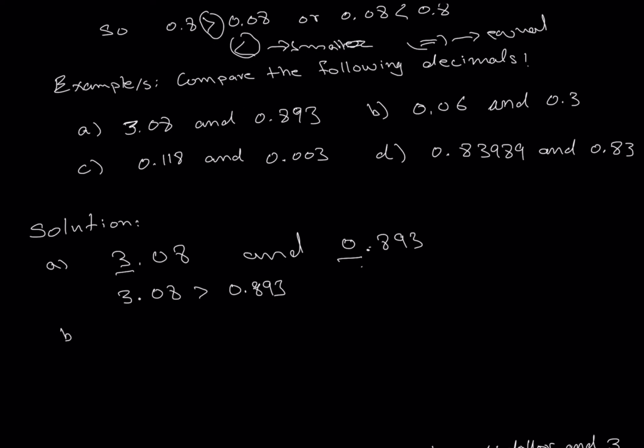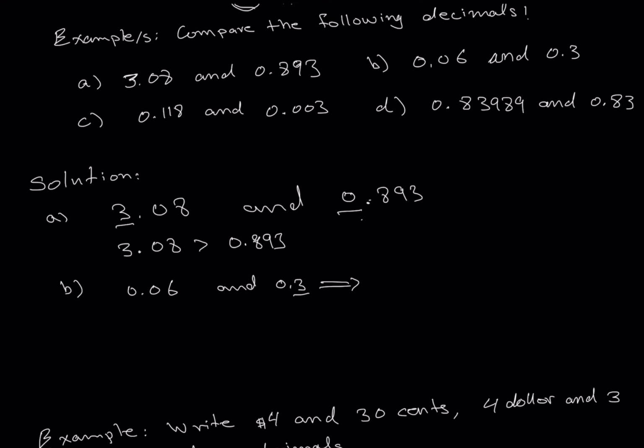So example B will be 0.06 and 0.3. To compare these, we come to scenario number 2. If we don't have a whole number but we have a decimal, we have 0.06 and 0.3. Whichever number is bigger, we're not talking about the size of the number, we're talking about the value of a number. 0.3 is a bigger number than 0.06.